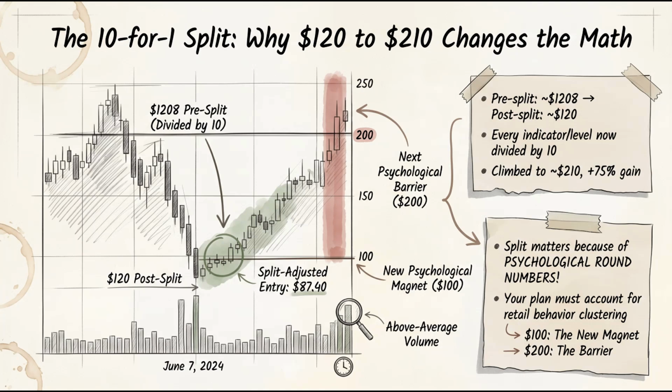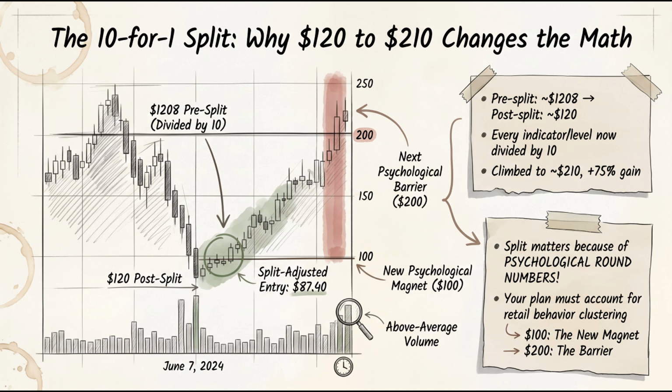We must also account for the 10-for-1 stock split from June 7, 2024. That event transformed a price of $1,208 into roughly $120. If you're looking at historical indicators or moving averages from before that date, you must divide those figures by 10 to maintain accuracy. Since the split, Nvidia has climbed to $210, a 75% gain.